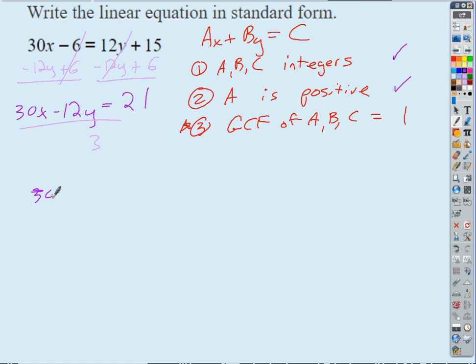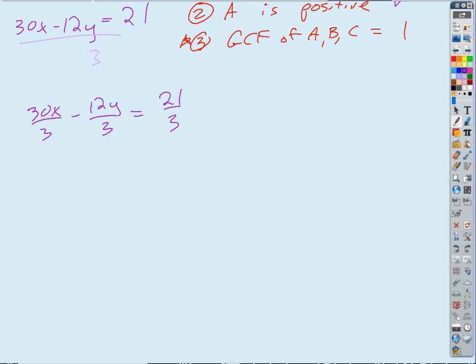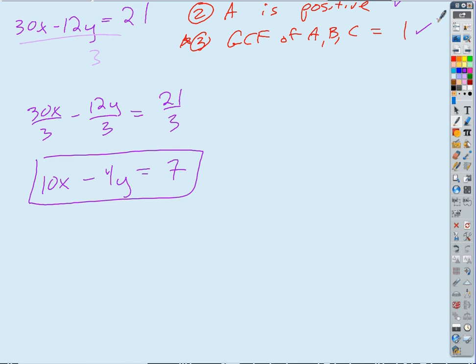That just means I'm dividing each term separately by 3, right? And what's that give me? 10x minus 4y equals 7, now we're good. Now we hit that last one, didn't we? Right?